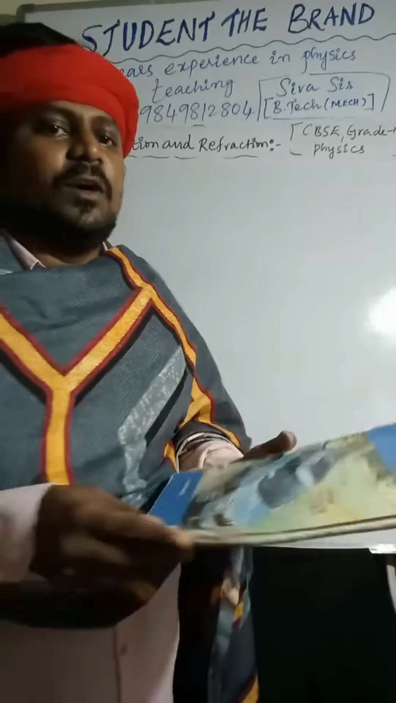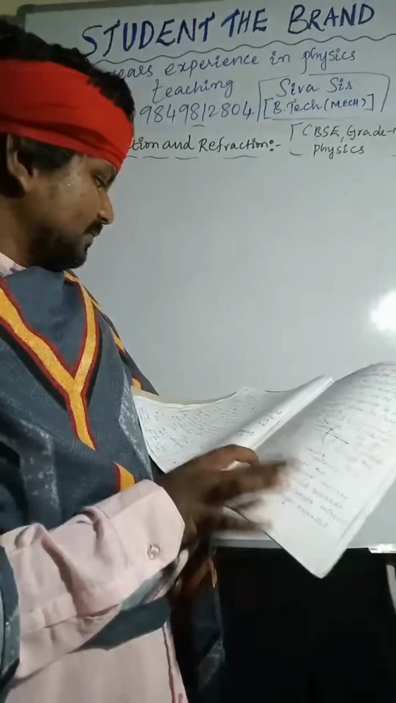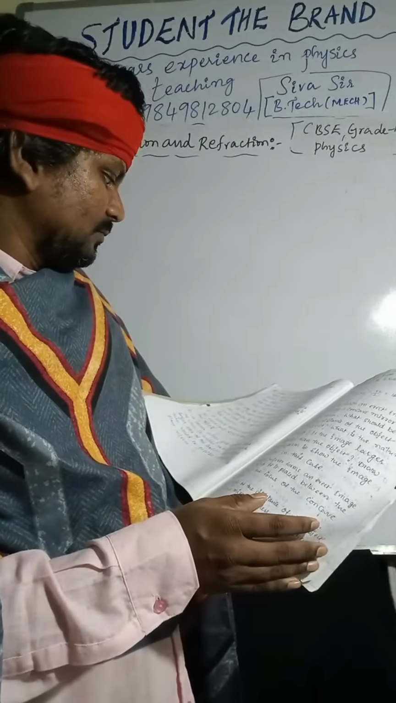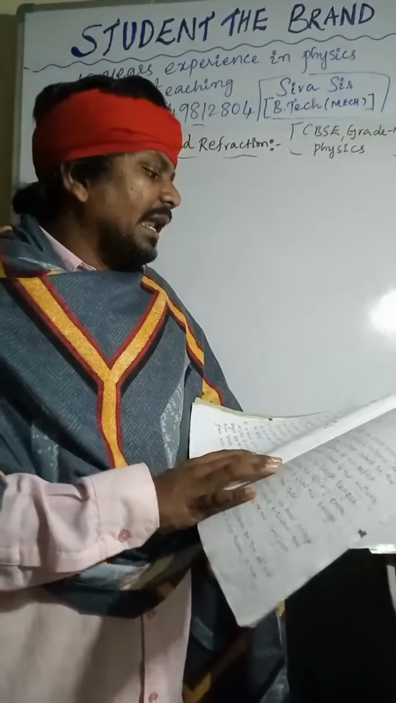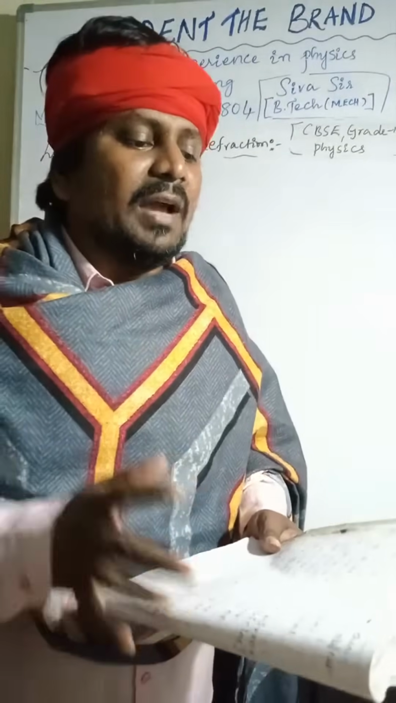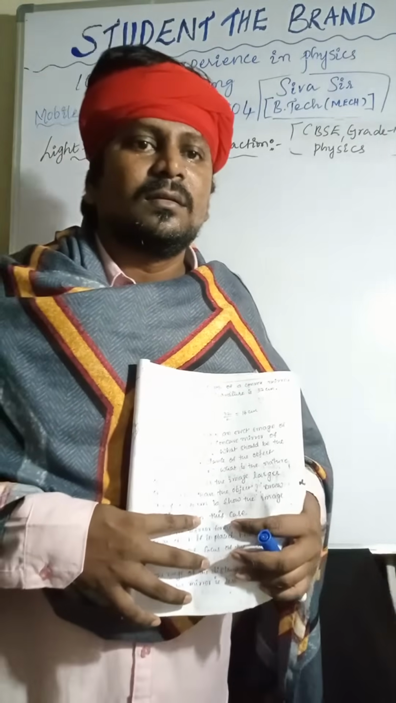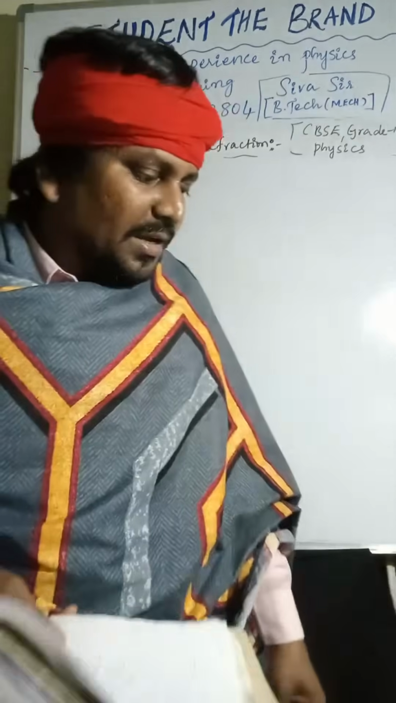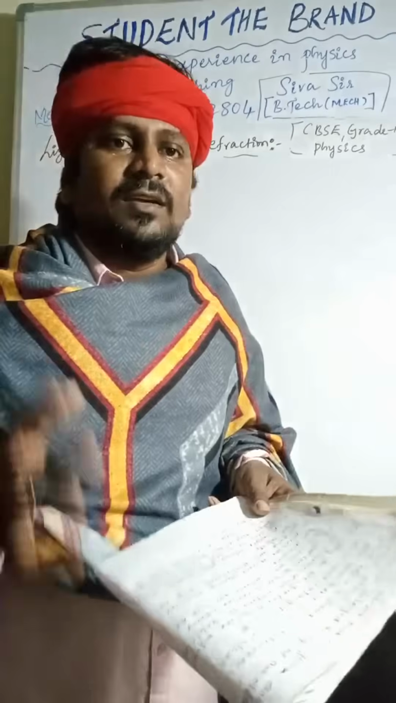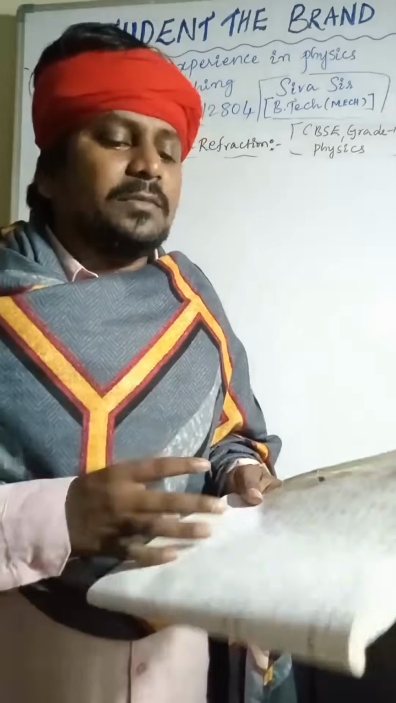Now we'll discuss a few more problems. Point number 1: name a mirror that can give an erect and enlarged image of an object. So what is the answer? Concave mirror.